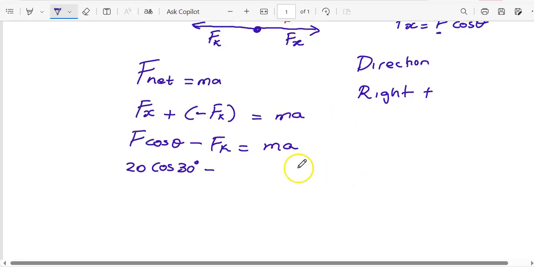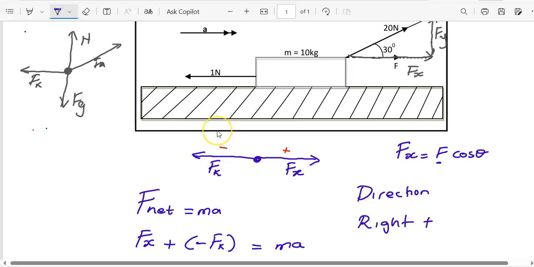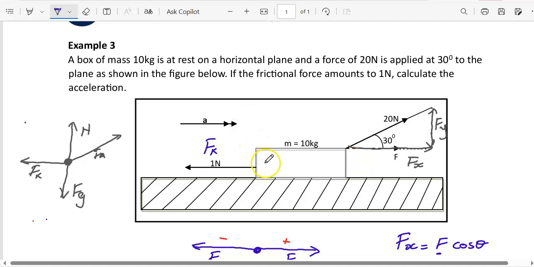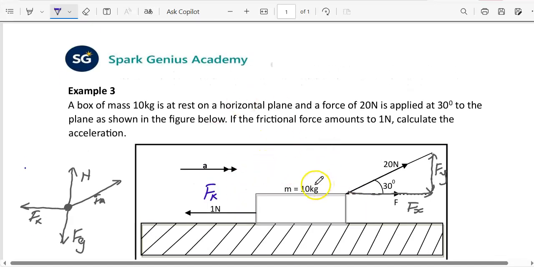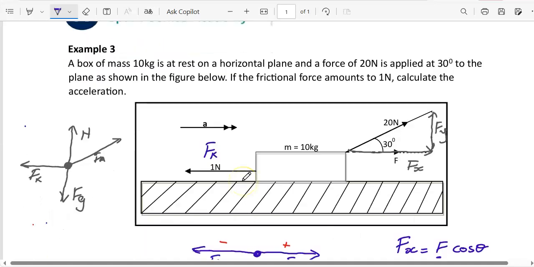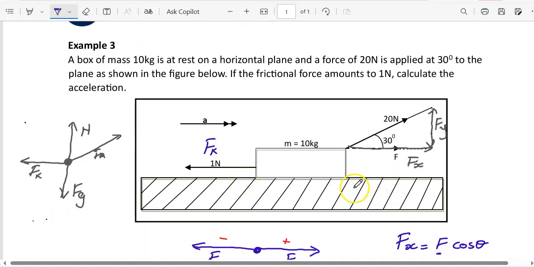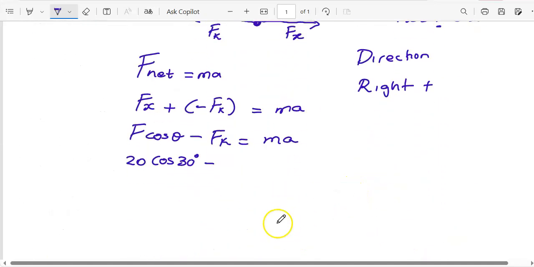Now, Fk is the frictional force. Remember the frictional force is also given. When we explain this, there's no need for us to make it more complicated. We just have to focus on what the question is asking. So now, 20 cos 30 minus 1, and this is equal to the mass, which is 10, and we're looking for A. We just have to solve this and isolate A.